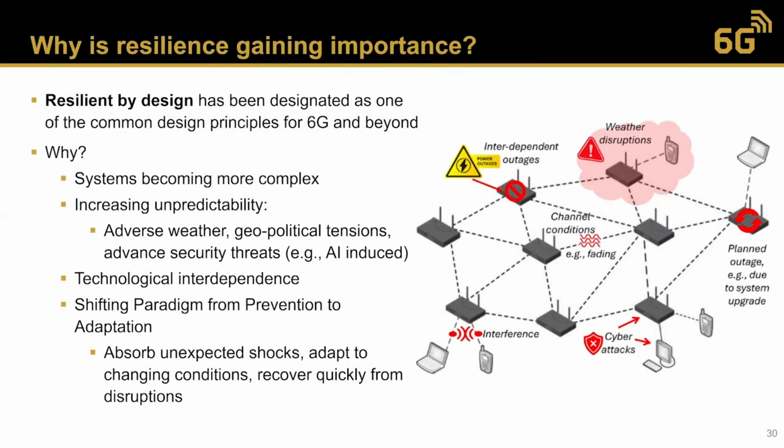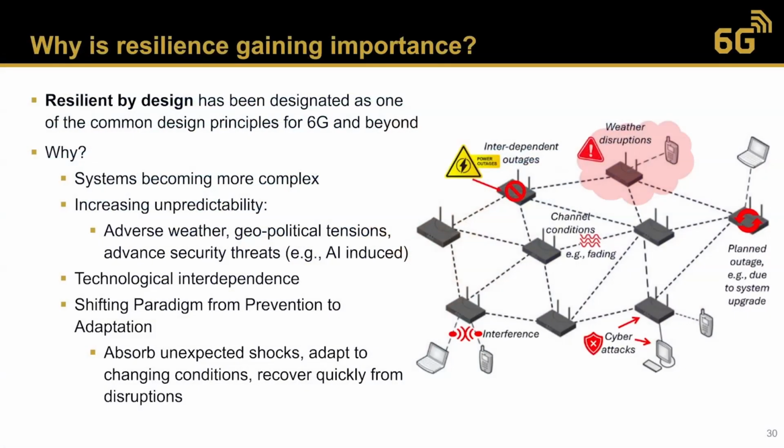So why is resilience gaining importance? Because of multiple factors. We may highlight here that resilient by design has been designated as one of the common design principles of 6G and beyond by some like-minded countries. So it is high on the agenda of 6G design. Why? Because systems are becoming more and more complex day by day. Networks are becoming much more integrated, and that means the cost of failure will be much higher as systems become more complex.